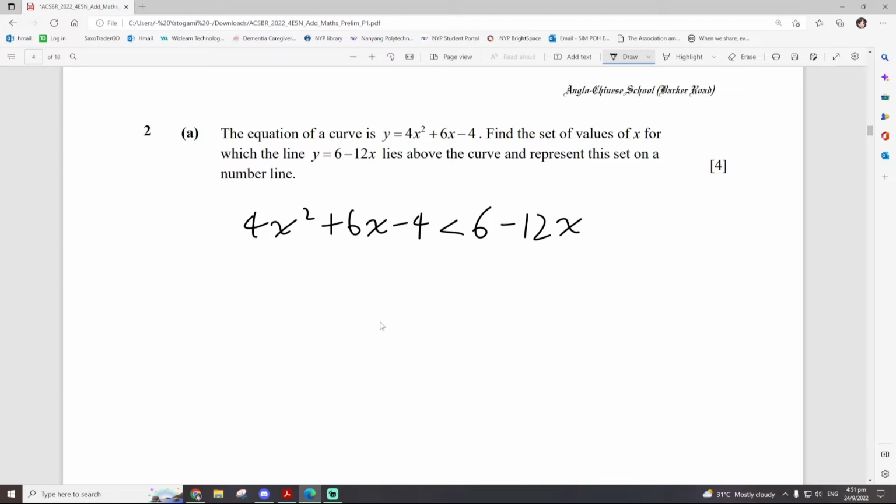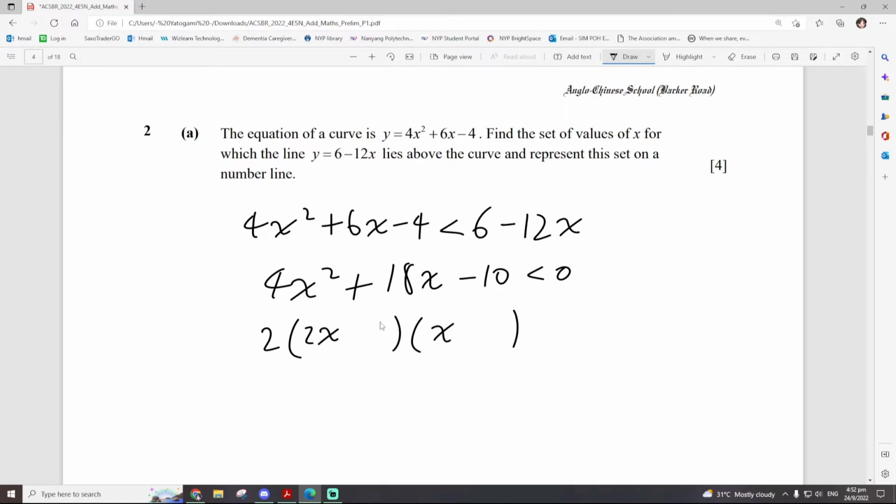And this is going to become 4x squared plus 18x minus 10 less than 0. This can be factorized. So we get 2x squared, 9x minus 5, so that's 2x something and x something. Should be minus 5 and plus 1 less than 0.